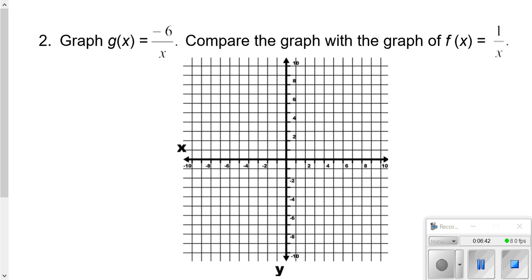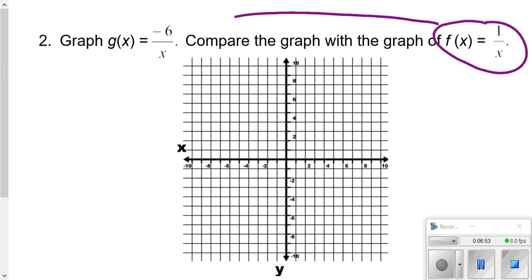Okay, here's one for you to try. I'd like you to pause the video and try this yourself. So as a little hint, we're going to start out thinking about our scaffolding. The only thing that has changed from the parent graph to this graph is the -6. So if I'm multiplying by -6, that's going to stretch things out, but there's also something else because of the negative. So let's think about that, right?